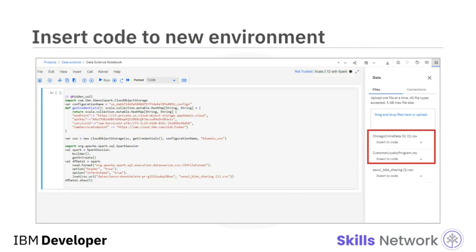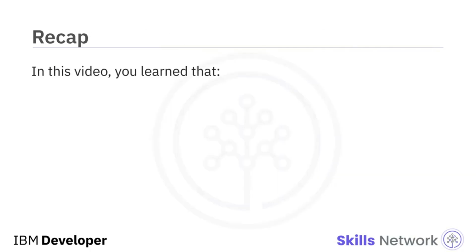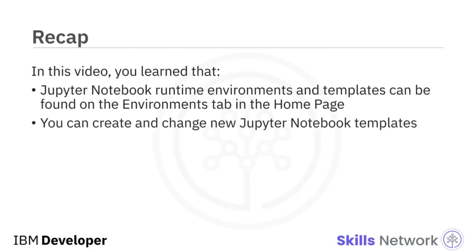On the top right corner, you will see the new runtime. Now you can drag and drop any CSV file to upload, and then click Insert to Code to include the code into the notebook. To execute the notebook, click Run, and you will see that the output is now using the new runtime environment. In this video, you learned that Jupyter Notebook runtime environments and templates can be found on the Environments tab in the home page, and you can create and change new Jupyter Notebook templates.